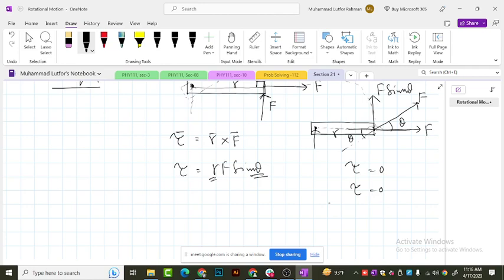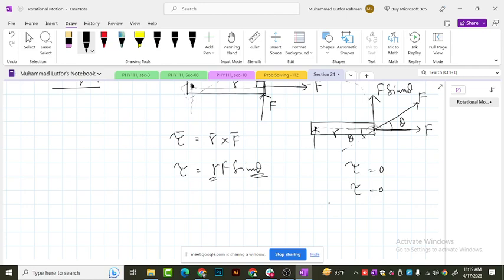Sir, why did the eta head go? Like R F sine theta, there was supposed to be an eta head, right? Yeah, so it has some direction. It will give you the direction of the torque. So let's say you have to use the right hand rule.